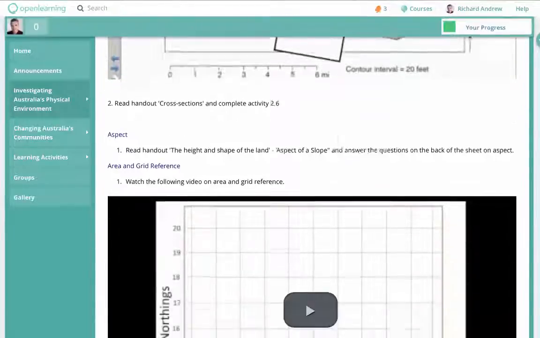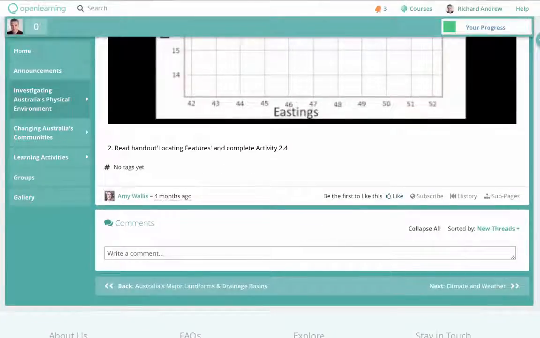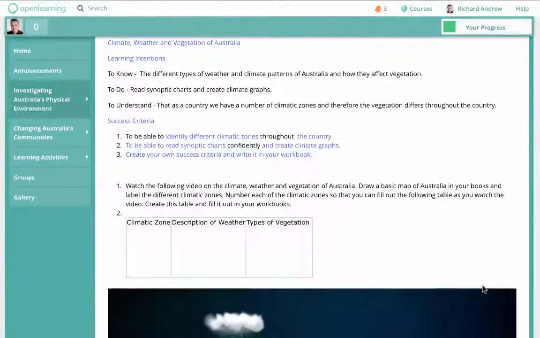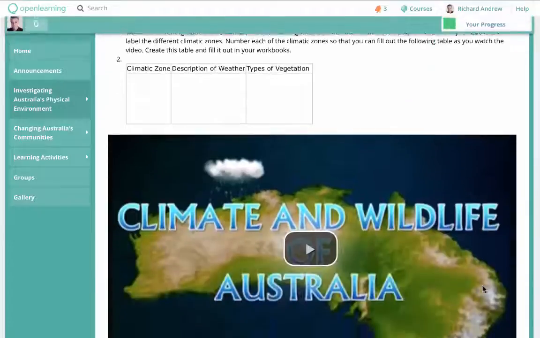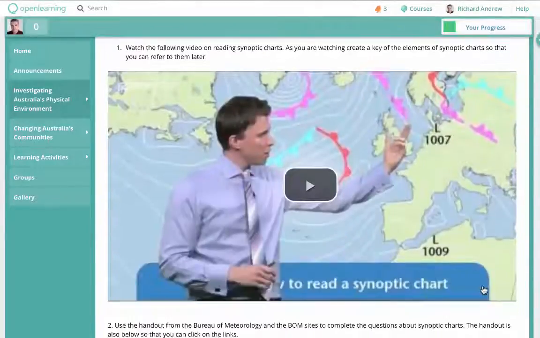So again, they had some questions on aspect, area and grid reference, watching a video, and then completing the activities. Climate and weather was the next page that they had to look at. So they had to watch a video and then fill out a table. Synoptic charts and how to read them.